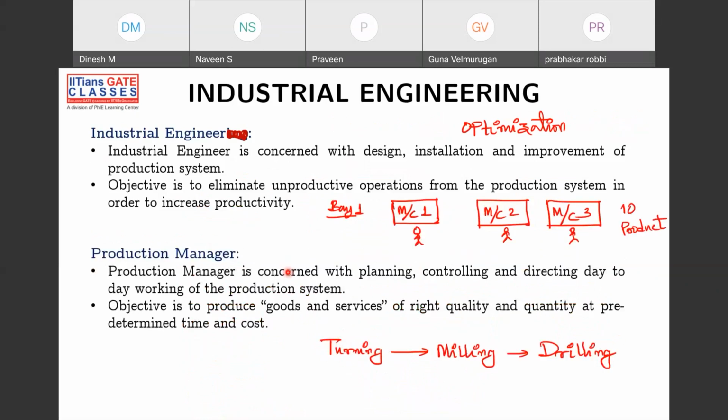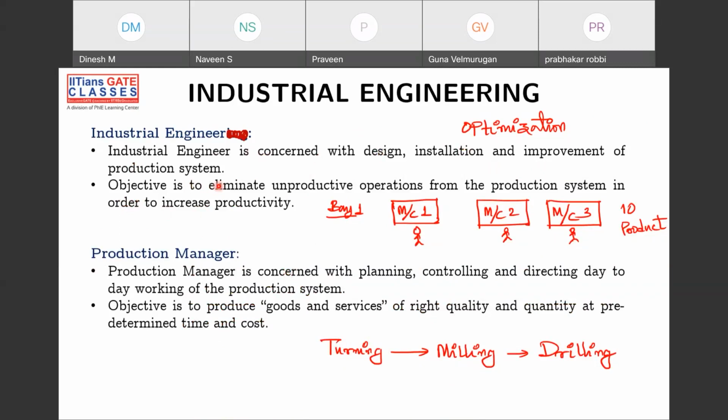Okay. Next. So what is the difference between an industrial engineer and a production manager? If you see here, the objective of an industrial engineer is concerned with design, installation, and improvement of production system. Improvement of production system here means that you're trying to optimize the system.